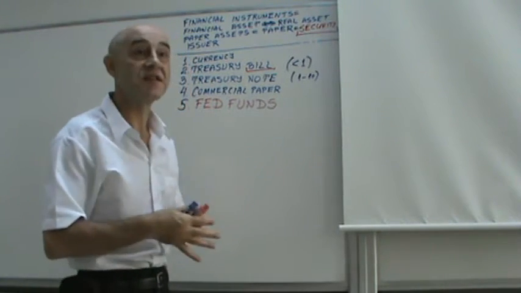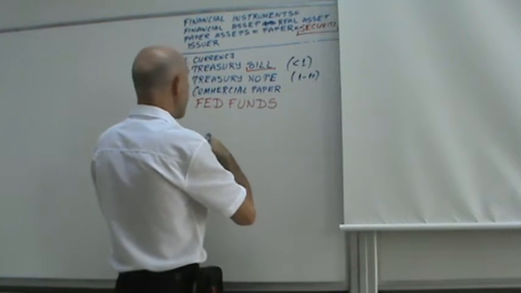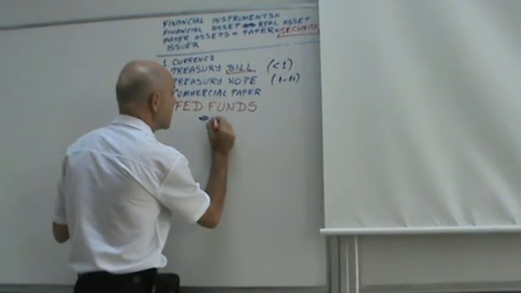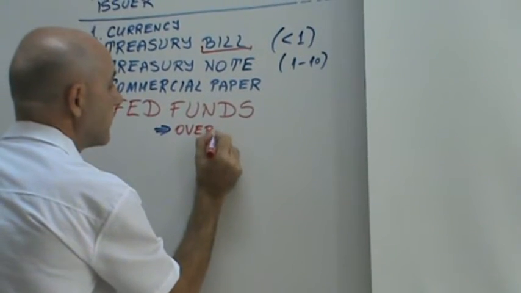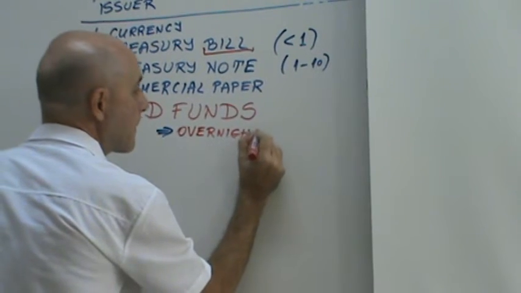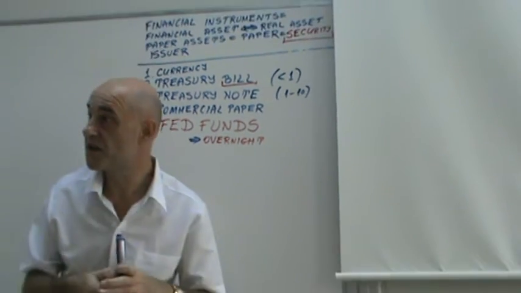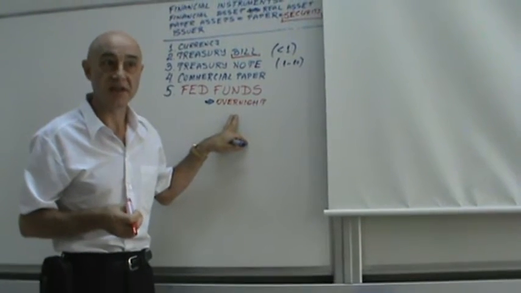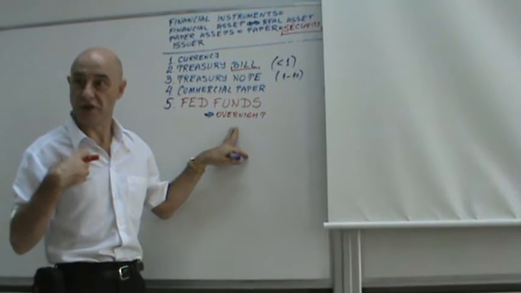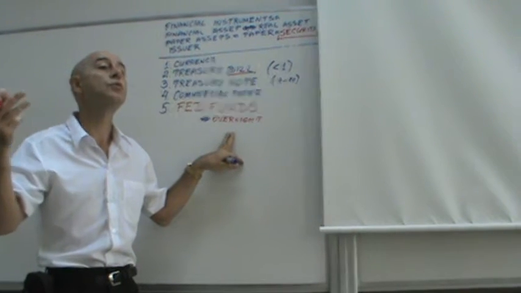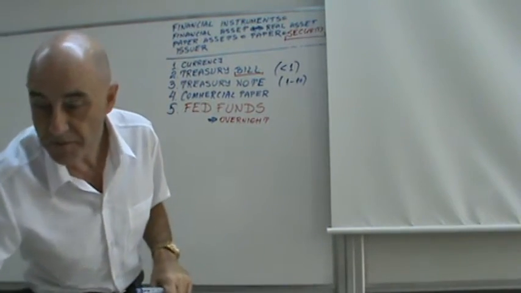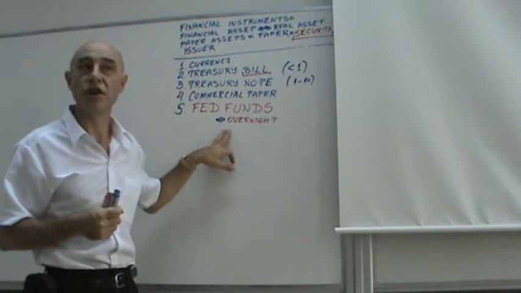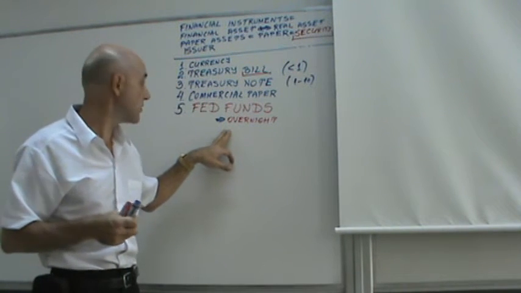Fed funds is usually a brand new word; you probably should have studied it in banking. Overnight means a loan with a maturity of 1 day, a loan that you borrow today and must repay tomorrow. So that's Fed funds. It usually serves the purpose of satisfying required minimum reserves.